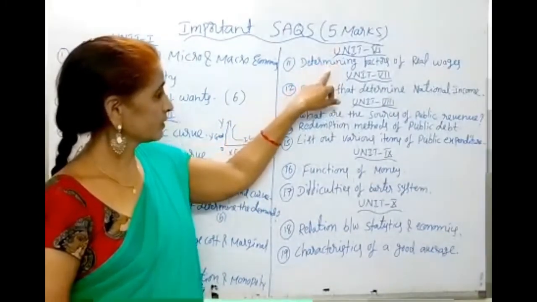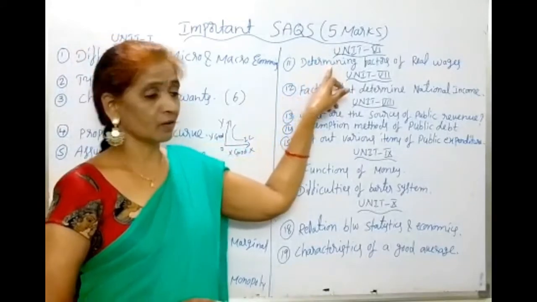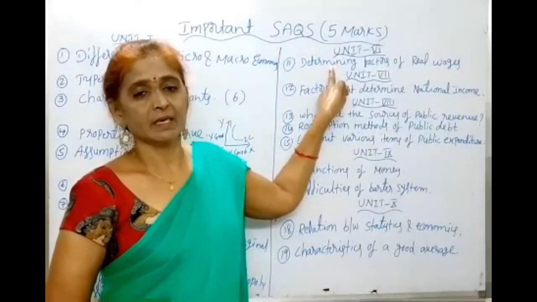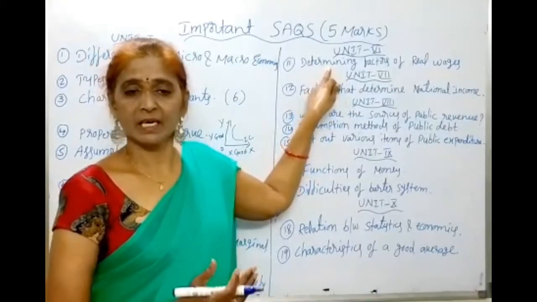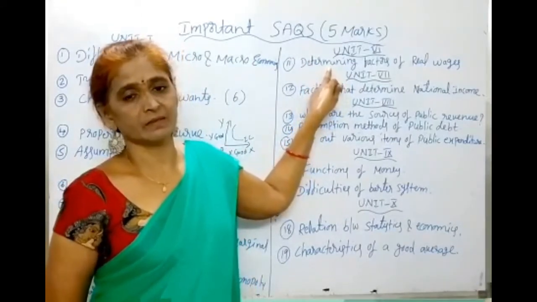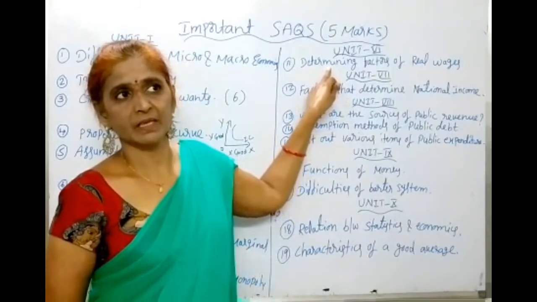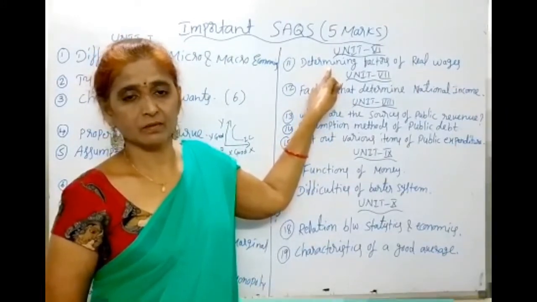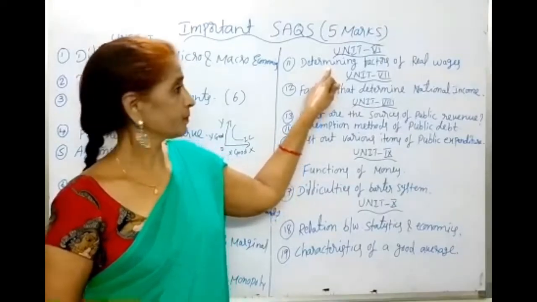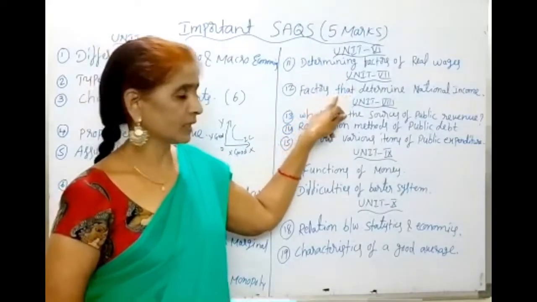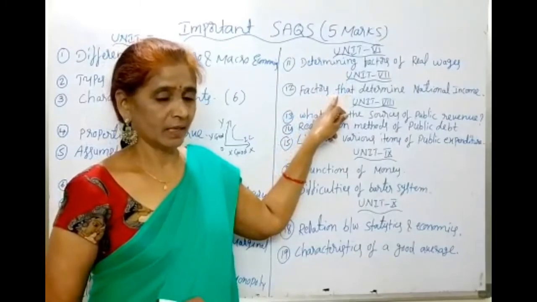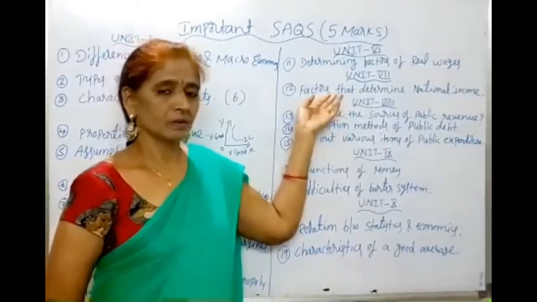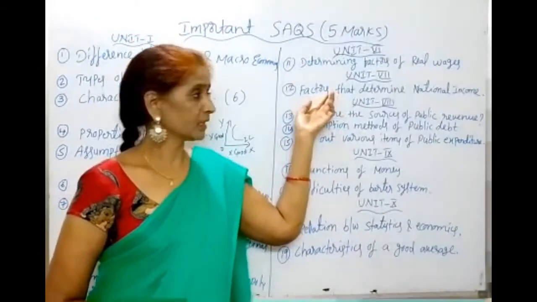So coming to the 6th unit, first determining factors of real wages. It is very important children. First write the definition of real wages and later present any 6 points. More than 6 are there. Okay, method of payment and regularity of employment, like that children. So present any 5 or 6. Next, determining factors of national income. 4 are there. Write the definition of national income. Later, explain the 4 factors that determine the national income.